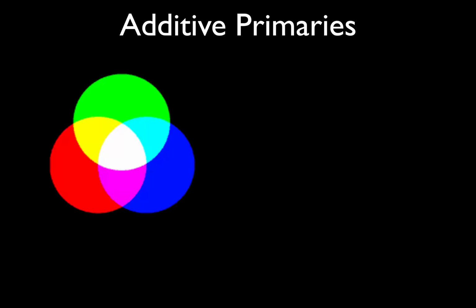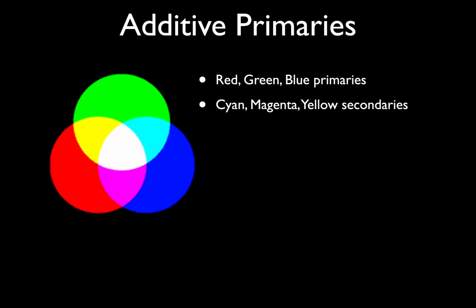So we start with additive primaries. In an additive primary system, red, green, and blue are the primaries. It's what we work with typically in Photoshop. It's RGB, red, green, and blue. The secondaries of this would be magenta, yellow, and cyan.